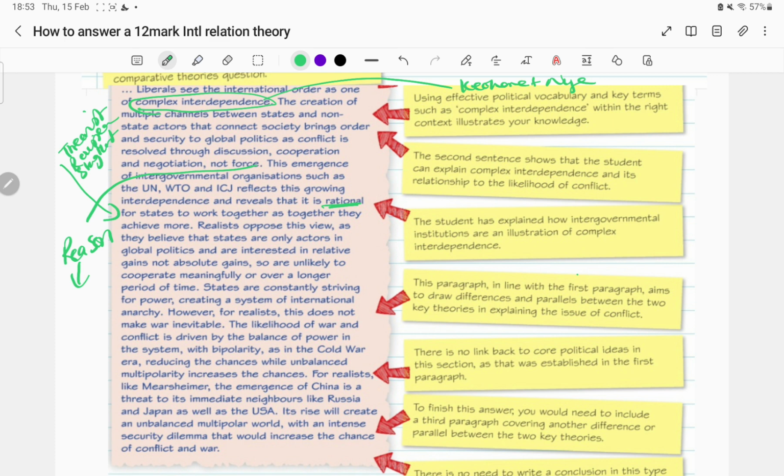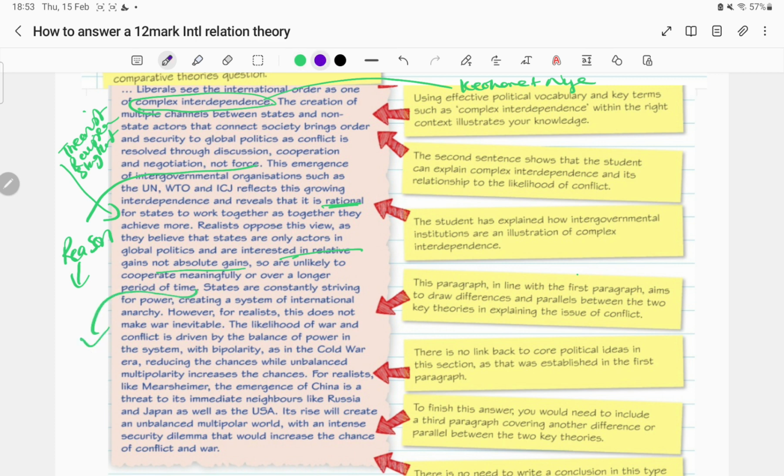So then it contrasts it. Realists oppose this view as they believe that states are the only actors in global politics and are interested in relative, not absolute gains, key words. So they are unlikely to cooperate meaningfully or over a long period of time.